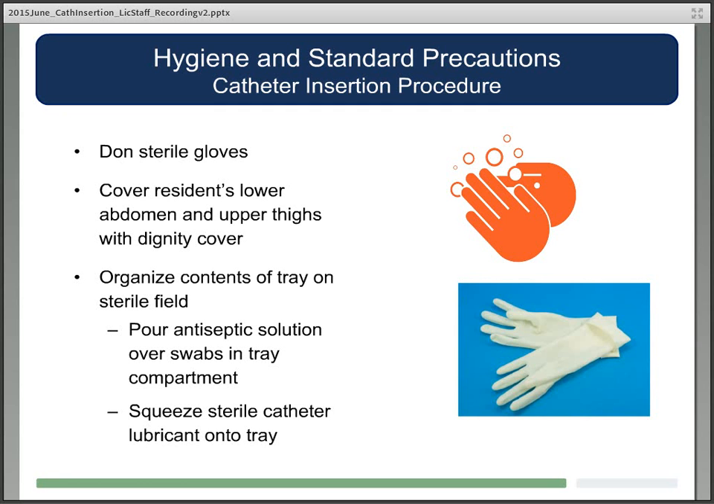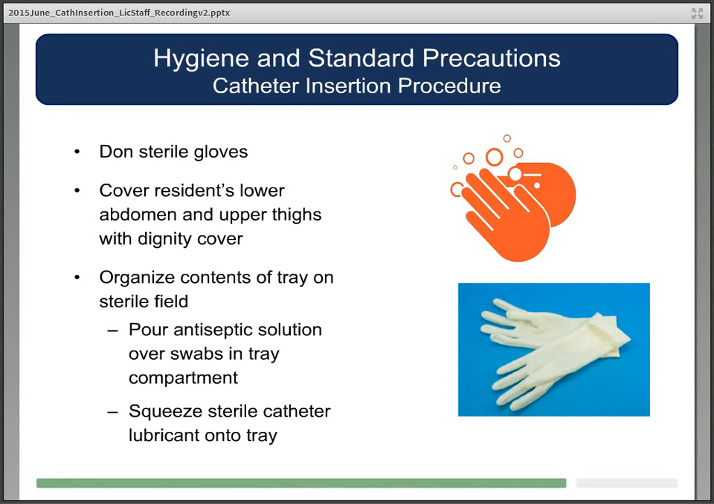Put on your sterile gloves and remove the absorbent pad, placing it under the resident's buttocks with the plastic side down. Cover the resident's lower abdomen and upper thighs with the opening placed to expose the urethra. Then organize the contents of the tray on the sterile field. Keep in mind, you'll need these things within easy reach.